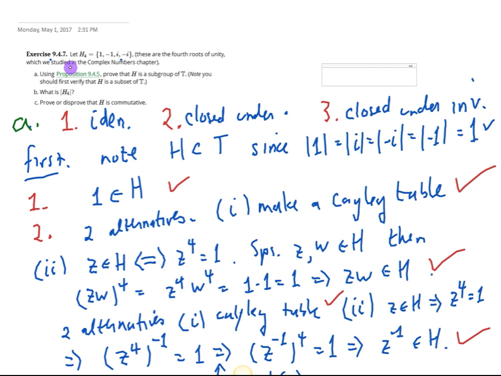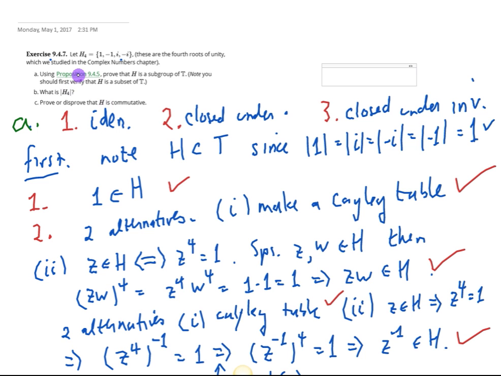All right. So first, use proposition 9.4.5 to prove that H is a subgroup of T. T was the unit circle group that we proved in the previous exercise. Now you should first verify that H is a subset of T. Part B is what is the order of H4, and part C is prove or disprove that H4 is commutative. There should be a 4 here. Hopefully you understood that. Let's go to part A.